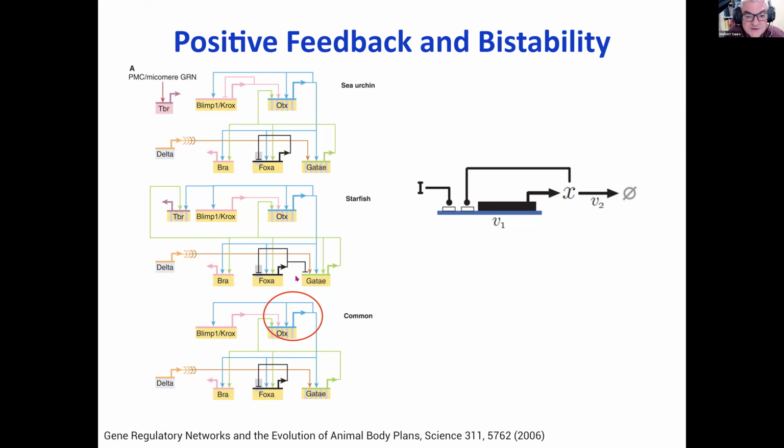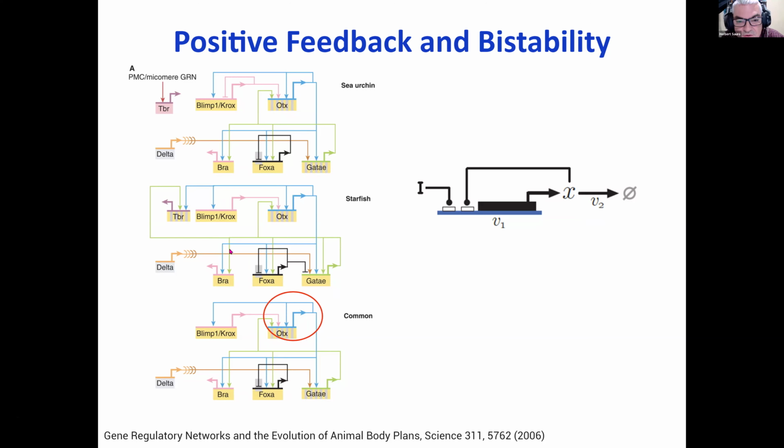Some of them are really complex, but if you start looking at these, you'll see various motifs. And I've circled one down here. Whatever this gene is, OTX, it's got a positive feedback. In fact, it's got two positive feedbacks because you can trace the blue line all the way back to another gene called BLIMP1, which is positively regulated, and then BLIMP1 positively regulates OTX again. In fact, this is doubly positively fed, two positive feedbacks.